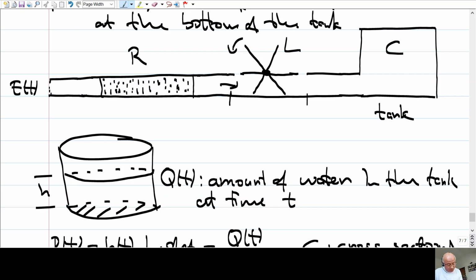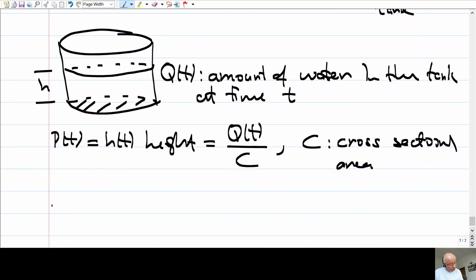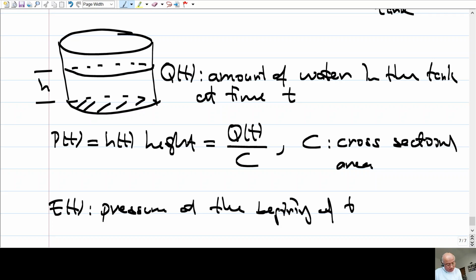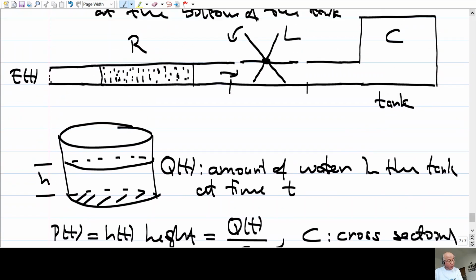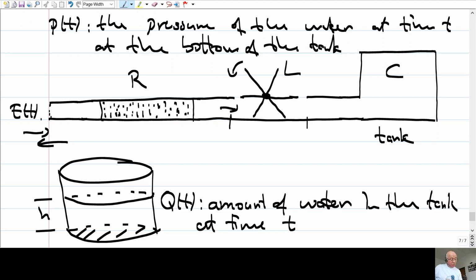So ET is the pressure. ET is the pressure, water pressure at the beginning of the pipe. Of course, water moves in both directions, right? Water can move in this way or this way. Well, of course pressure here is the sum of the pressures, right?